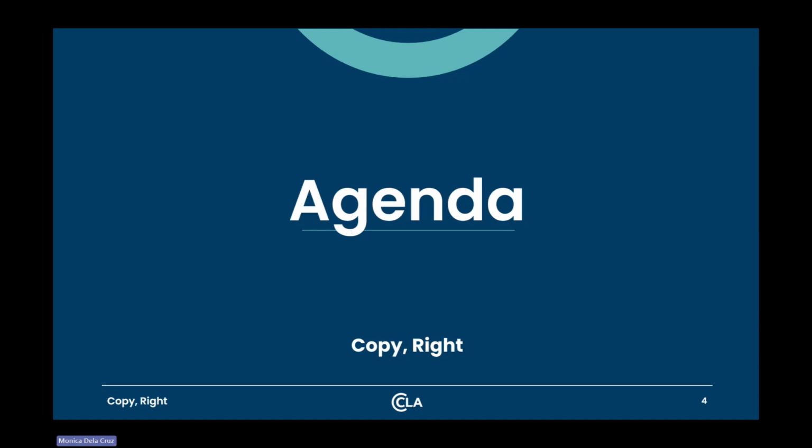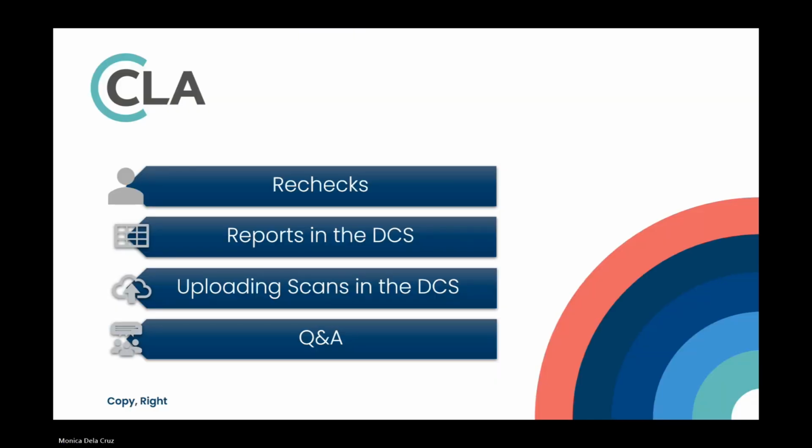Today's agenda is as follows. We'll start with an overview of permission rechecks. Sarah will go over the principles, and then Imogen and I will quickly go over what you need to do and the key dates to be aware of. Imogen will then take a closer look at the reports available in the new DCS reporting and key changes from the previous platform. She'll also talk through what happens when you upload a scan in the DCS and what we can all do to make the process as smooth as possible. And then we'll have some time for questions.